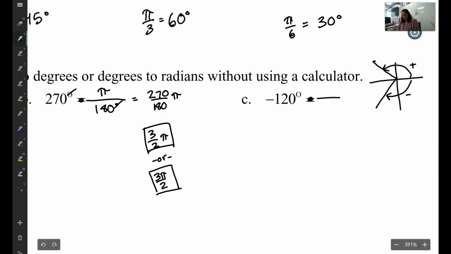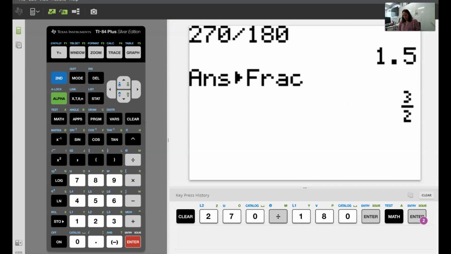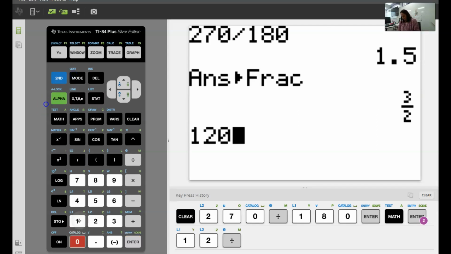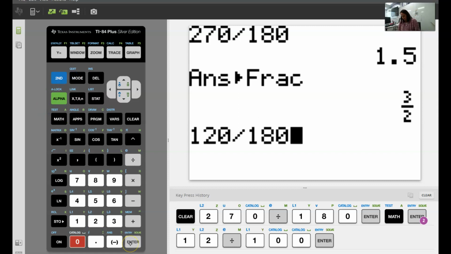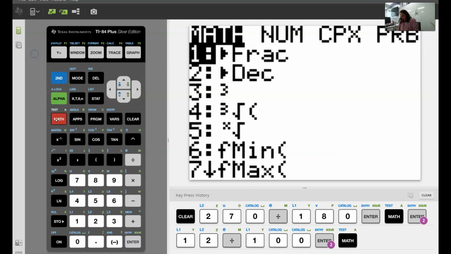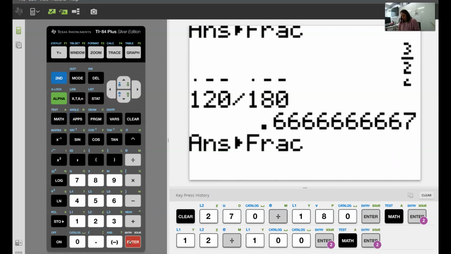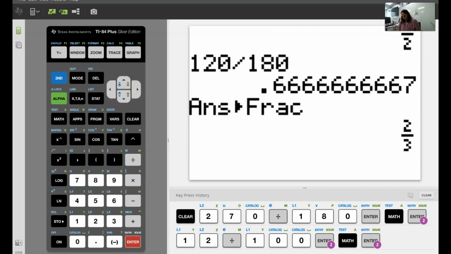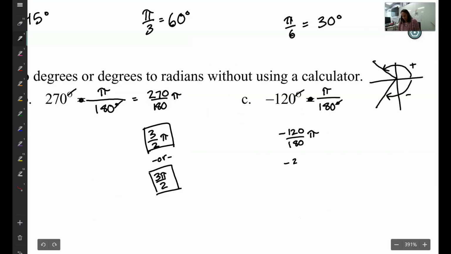So let's convert this, doing the same thing. I'm going to put 180 degrees on bottom, pi on top, so my degrees go away. And I get negative 120 over 180 pi. Simplify this, 120 divided by 180. Math, change to a fraction, enter. 2/3. So this is going to be negative 2/3 pi, or negative 2 pi thirds.